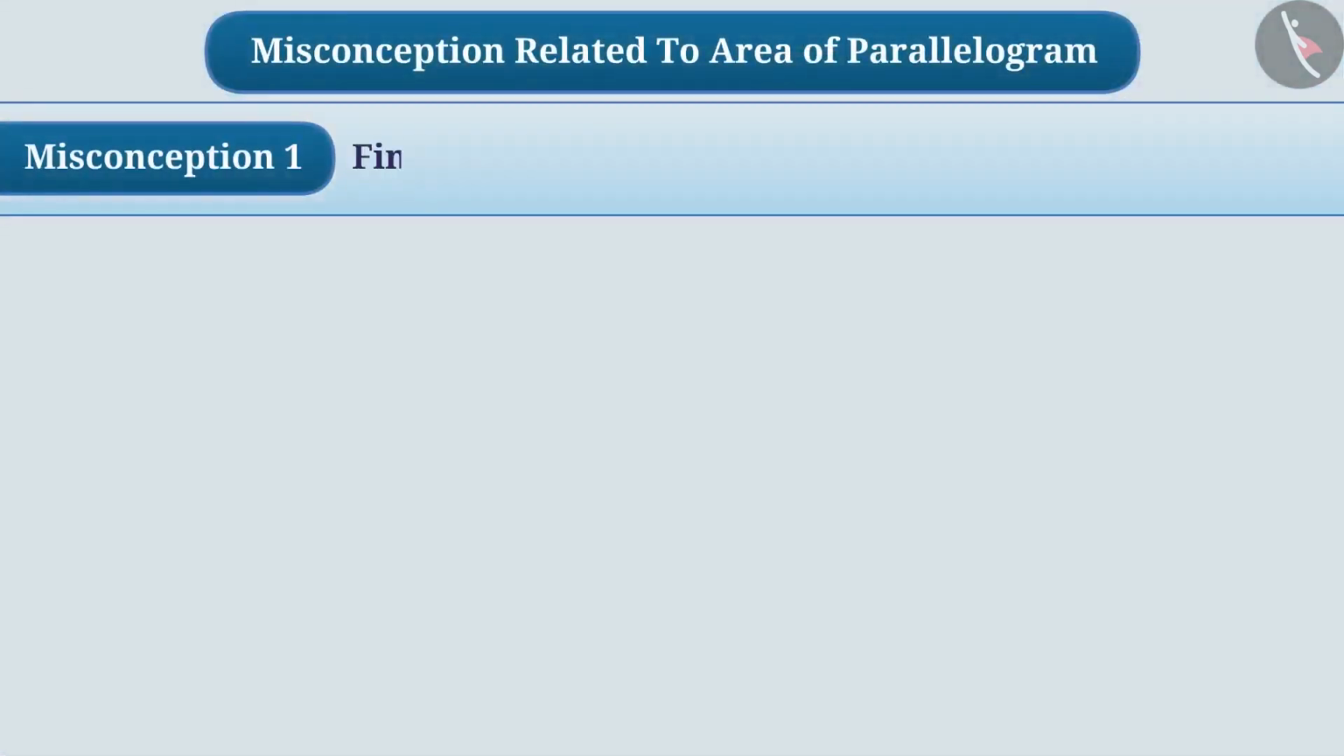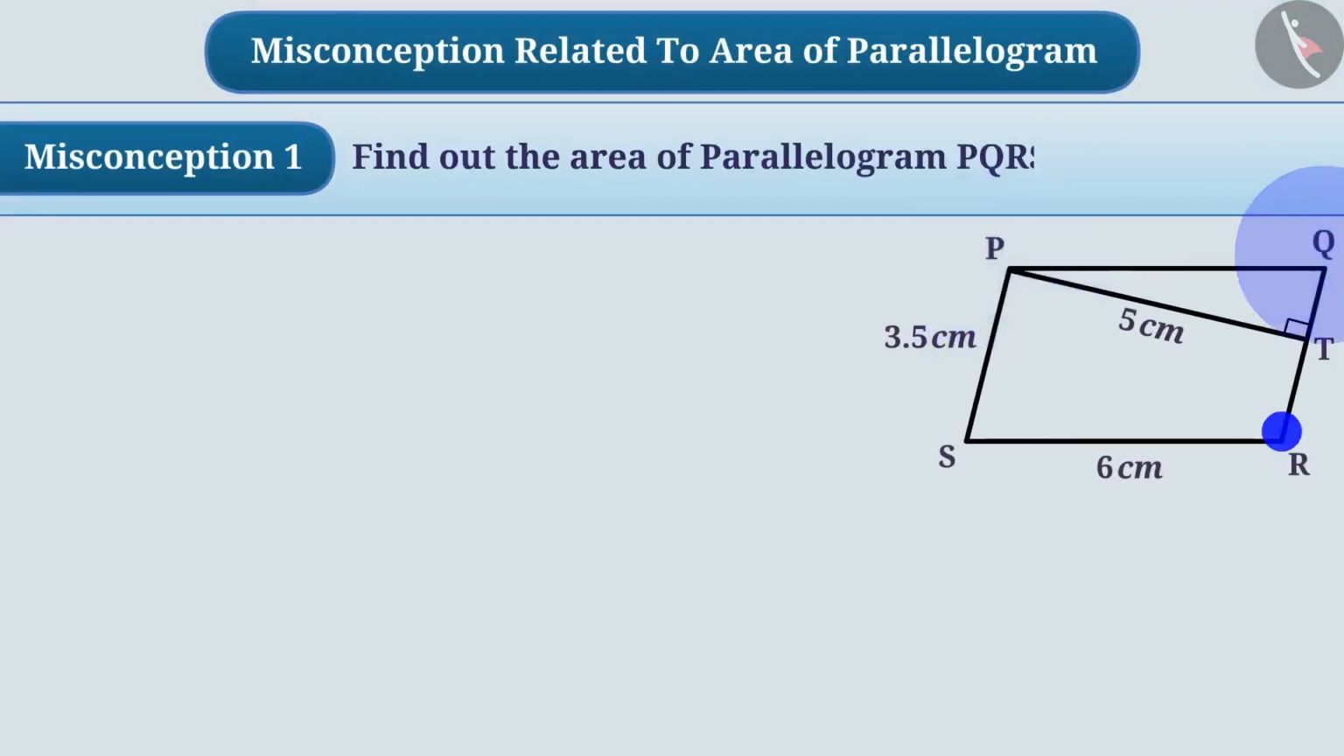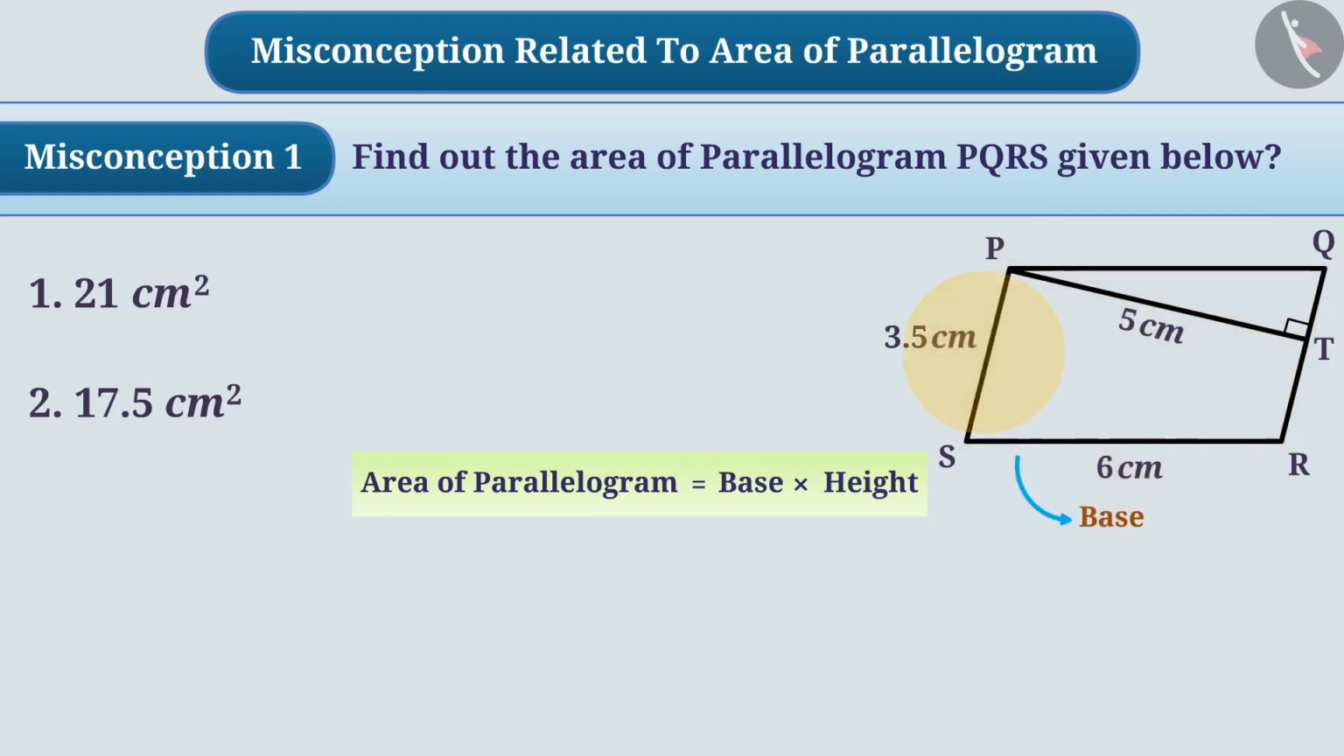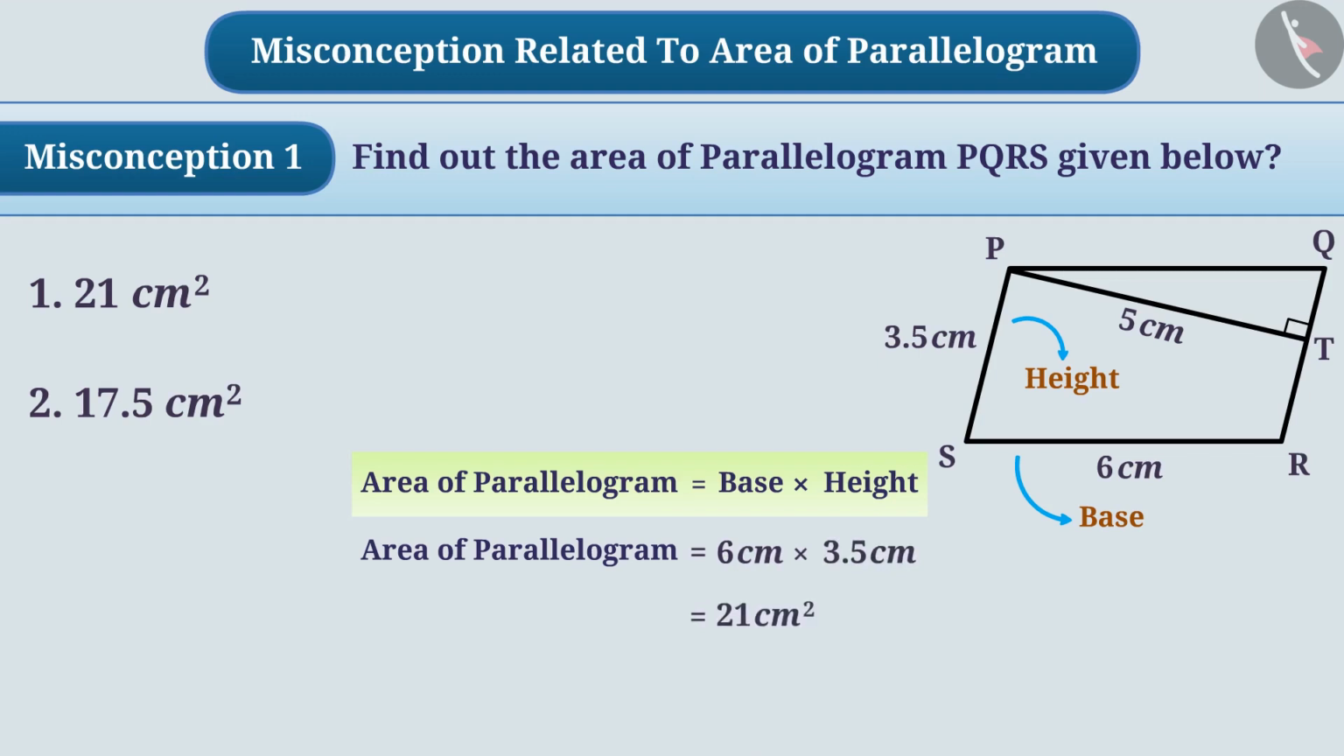Misconception 1. Find out the area of parallelogram PQRS given below. Area of parallelogram is equal to base multiplied by height. Students often consider any side of the parallelogram as height. Like, they think that in parallelogram PQRS, side SR is base and PS is height. Therefore, the area of parallelogram is 6 cm multiplied by 3.5 cm is equal to 21 square centimeter. With this misconception, they give answer as option 1, which is wrong answer.